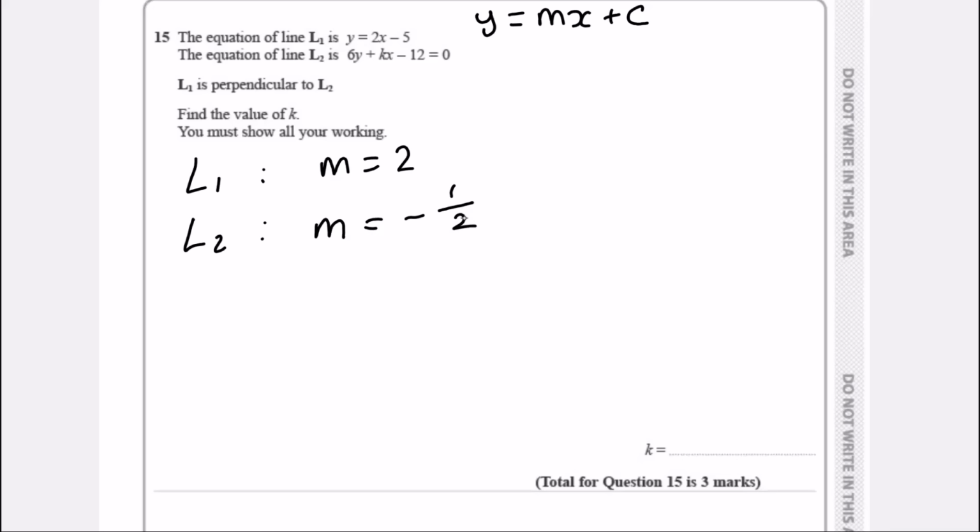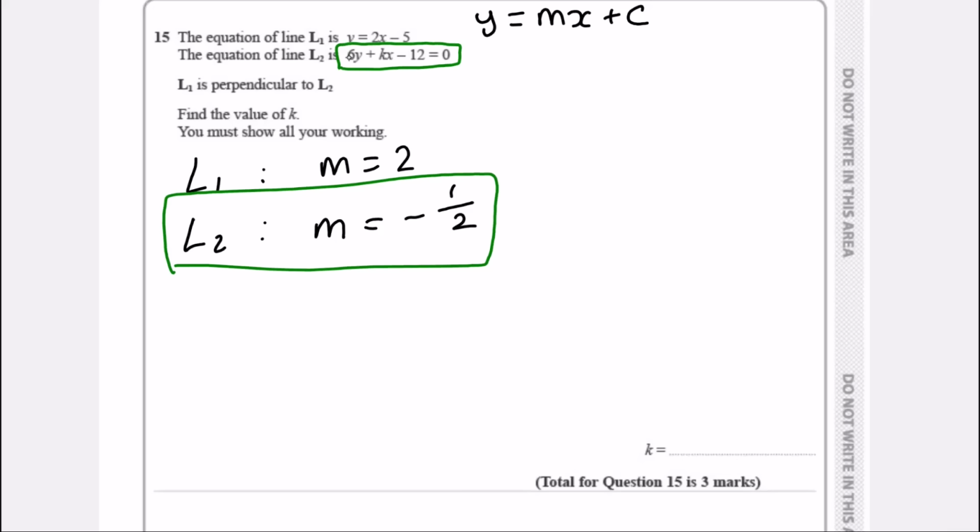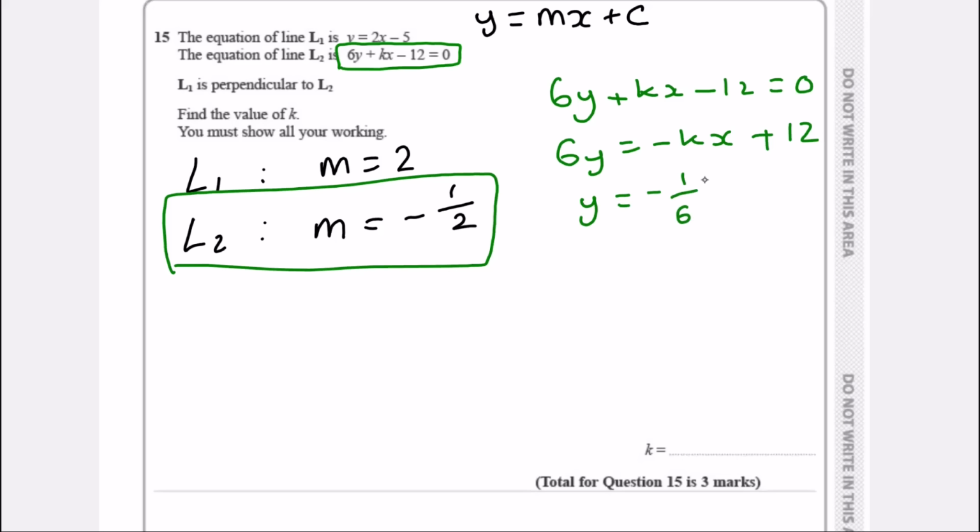The two gradients always multiply to give us a negative 1 when they are perpendicular. So the gradient of L2 must be minus a half. Let's put it into the form y equals mx plus c. I will make y the subject of the formula. So I'm going to take kx away from both sides and add 12 to both sides, and then divide everything by 6. Divide each term by 6, which gives me y equals minus a sixth kx plus 2. When we divide by a number, make sure we divide every term by it. Same as when we times by a number, we times every term by that number.